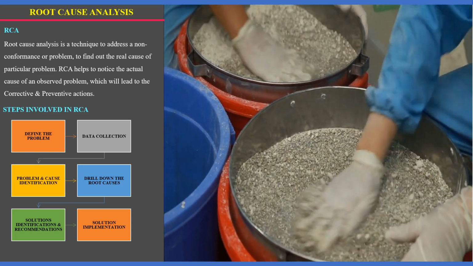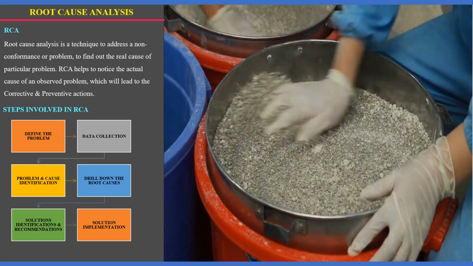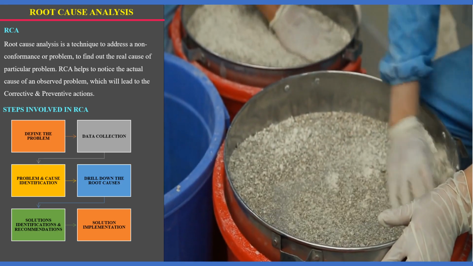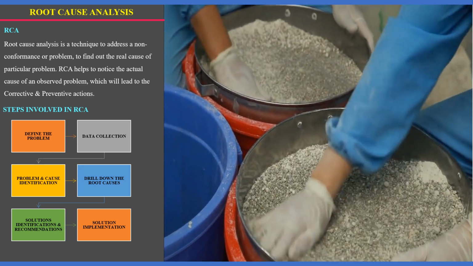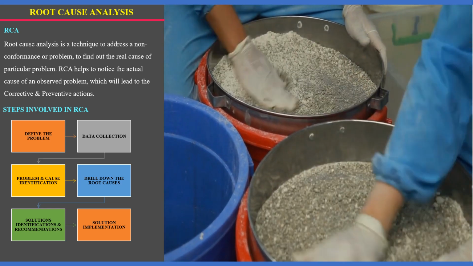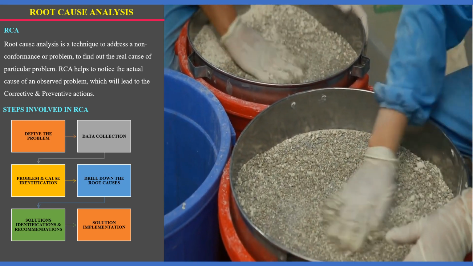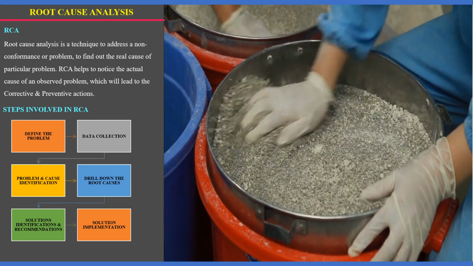The first step is define the problem. The second step is data collection. The third step is problem and cause identification. Fourth step is to drill down the root causes. Fifth step is the solution identification and recommendation, and sixth step is the solution implementation.